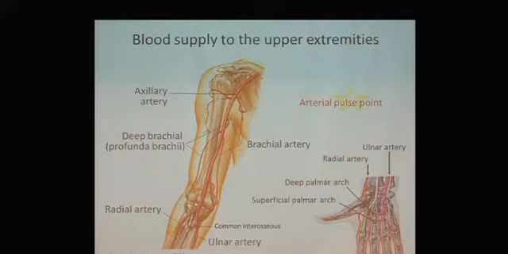So you can find some pulses in the upper extremity as well. You can feel your brachial pulse on the inside of your arm, and you can feel your radial pulse easily at your wrist. So those are some important pulse points.